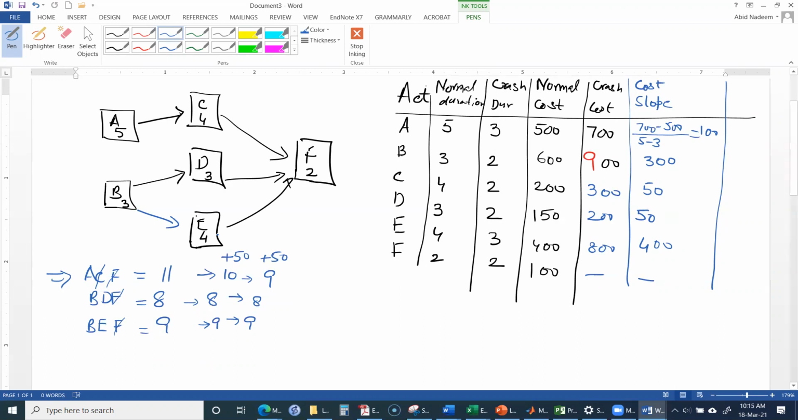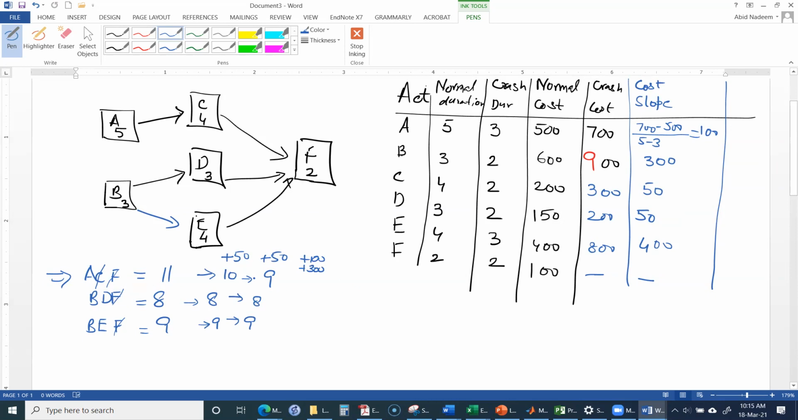From ACF, we have activity A as the only choice, which is 100. And from BEF, we have B and E. B is 300 and E is 400. So B and E are both much more expensive than activity A, and now it is very difficult to crash it. But anyway, we can still choose A from ACF and B from BEF, because B is 300 and E is 400 at this cost slope. So we will spend plus 100 and plus 300 for further crashing.